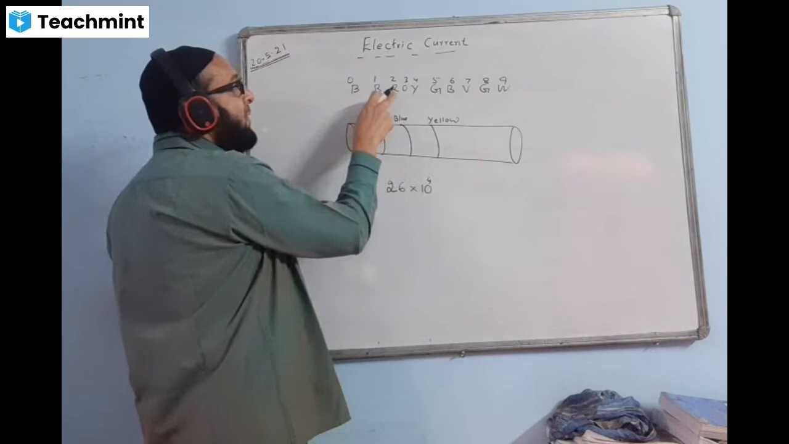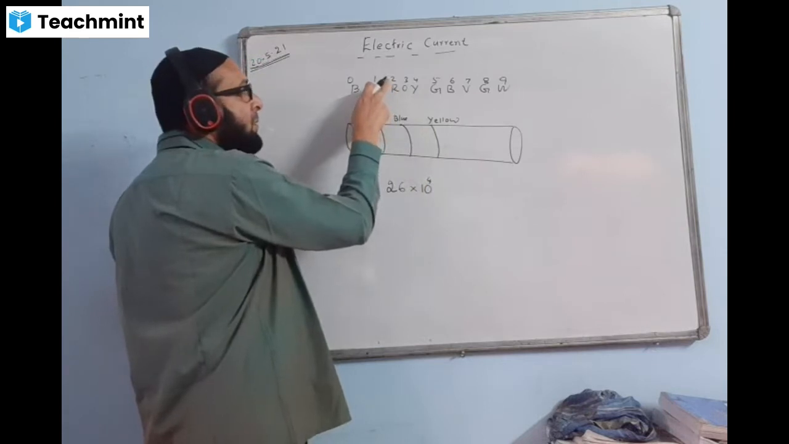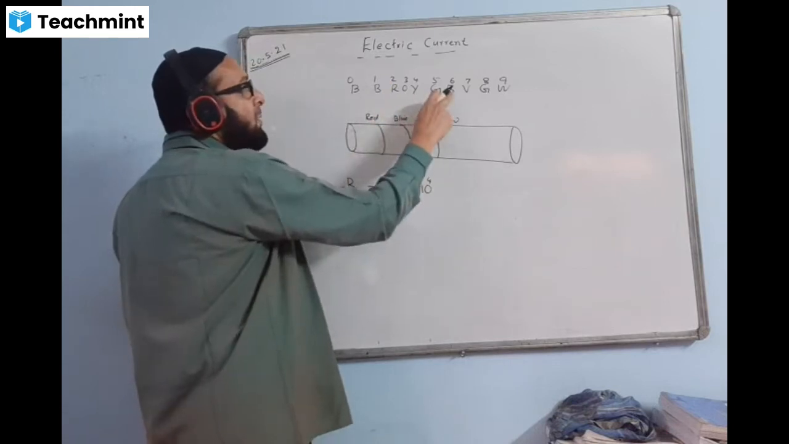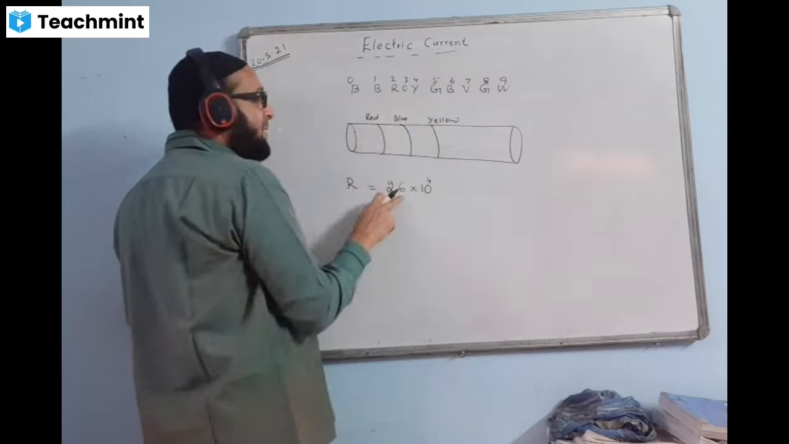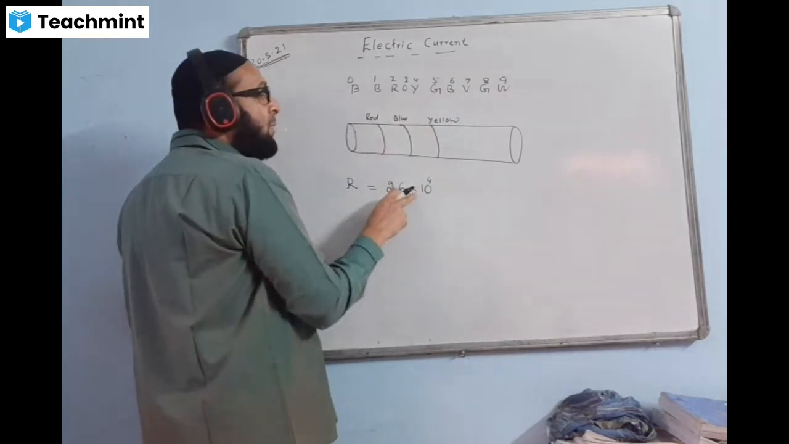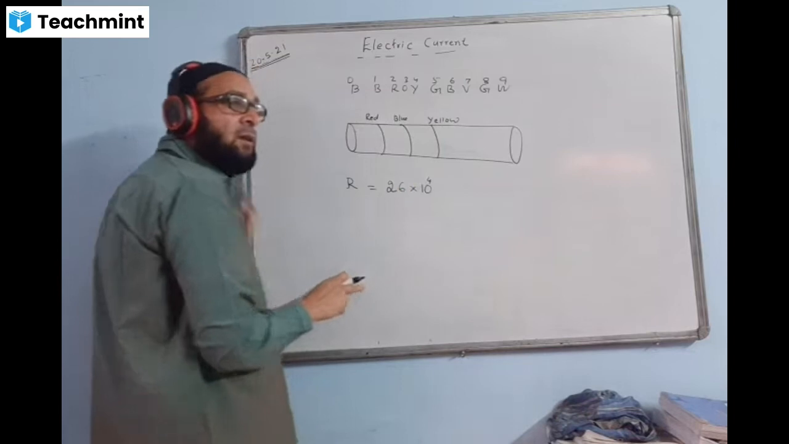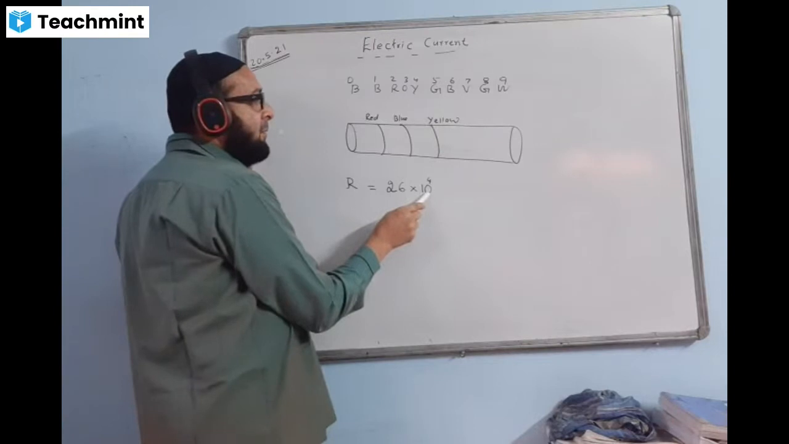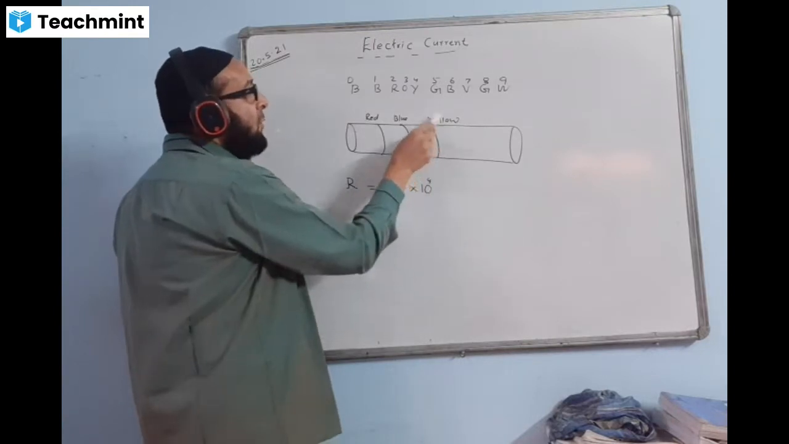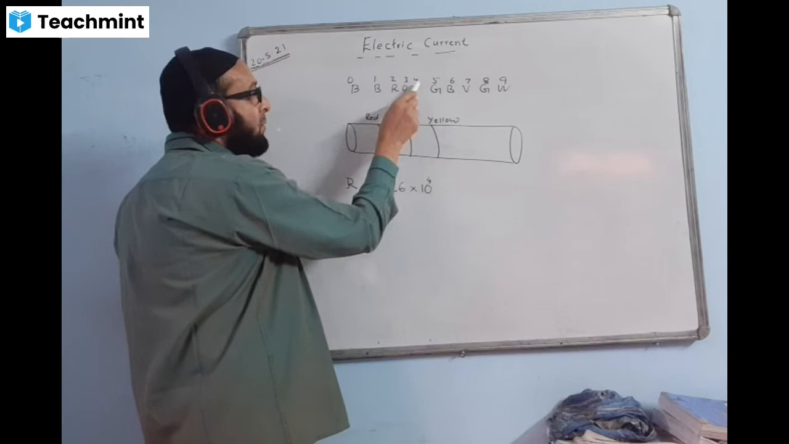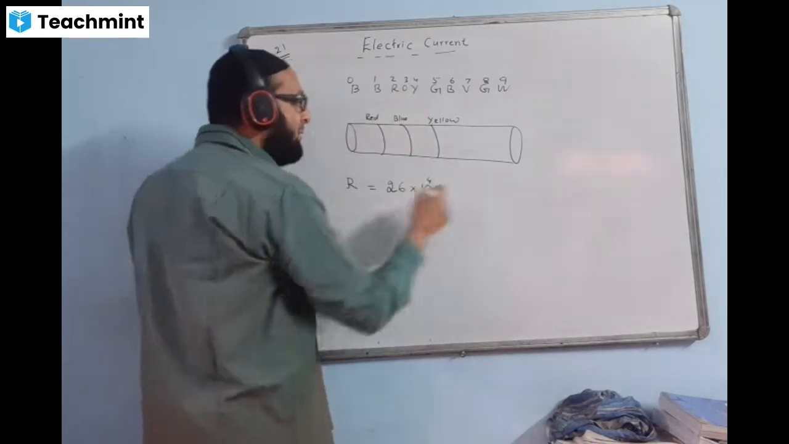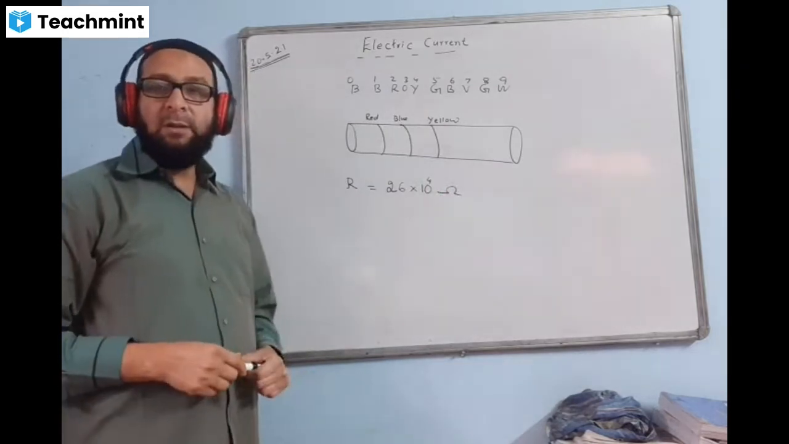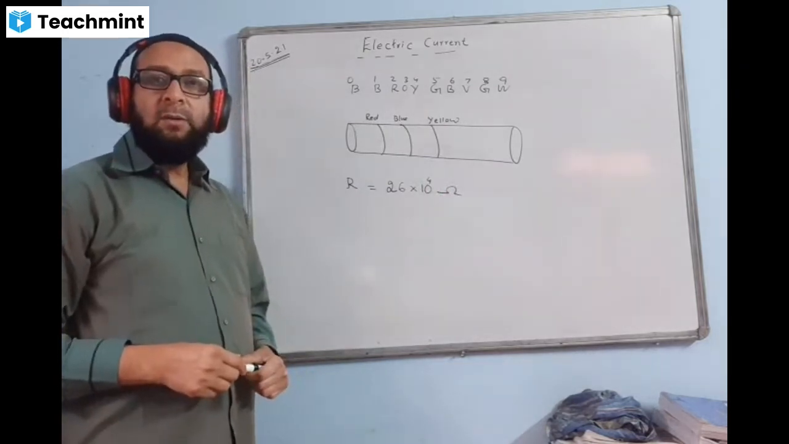Red. What is the number above red? Right, 2 here. Blue. What is the number associated with blue? 6, right? 6 there. The number associated with the third color will come as a power of 10. What is this color now? Yellow. What is the number associated with yellow? 4. So write 4 over here. This much ohm we get: 26 into 10 to the power of 4 ohm. This is the value of resistance. Understood?